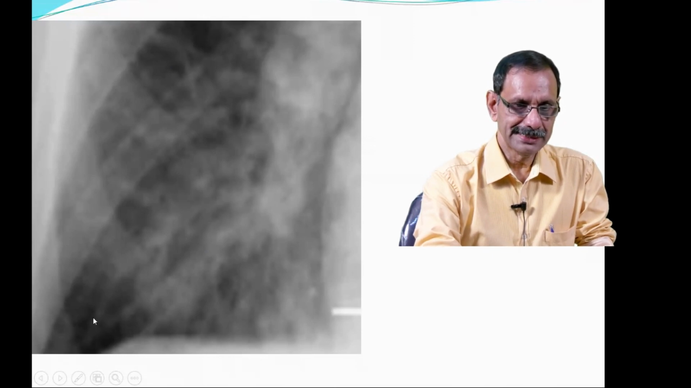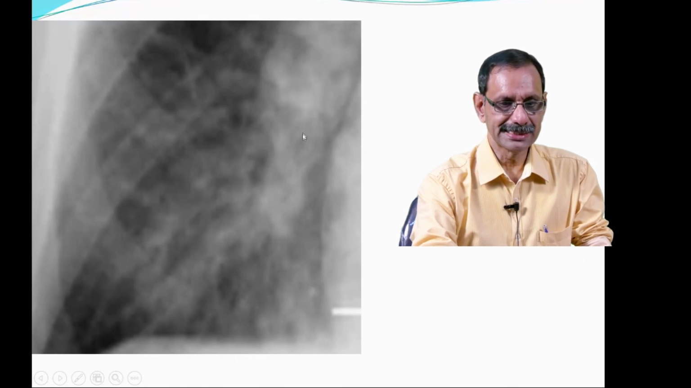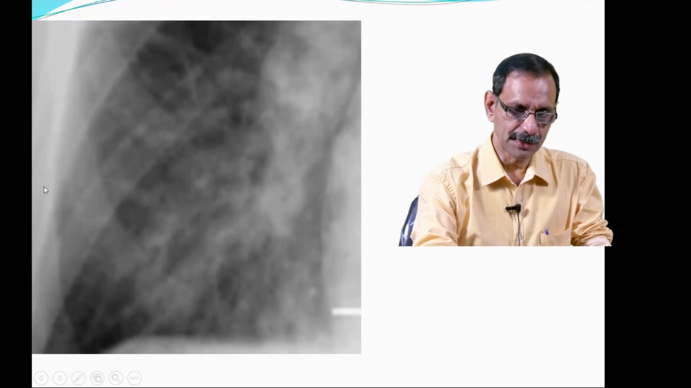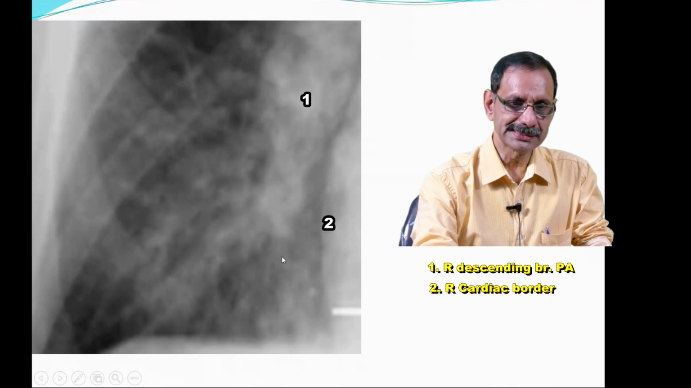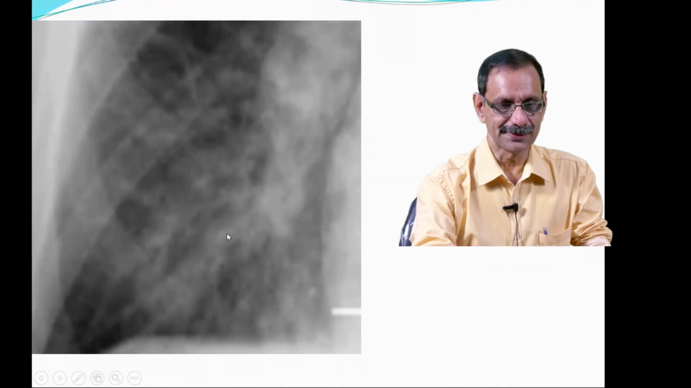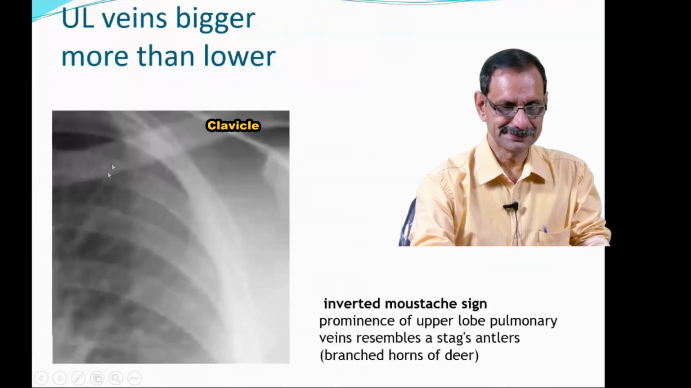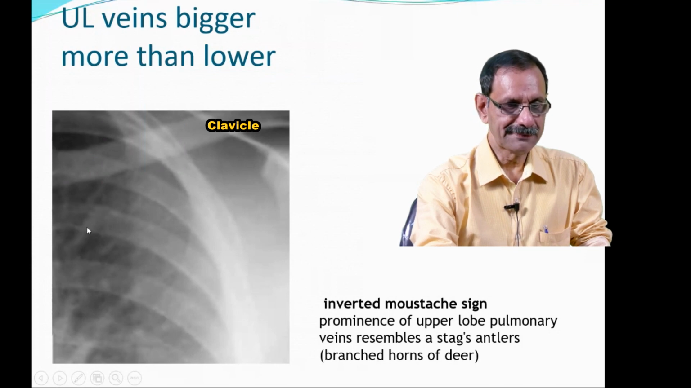And seeing this X-ray, we may think whether it is a pneumonia or an interstitial pneumonia. But then this is the heart border. Now look at this pulmonary vessel, it is huge. So whatever is happening here is because of the pulmonary circulation, and that's why we are discussing it as Kerley lines. And this is the clavicle, this is the upper zone.